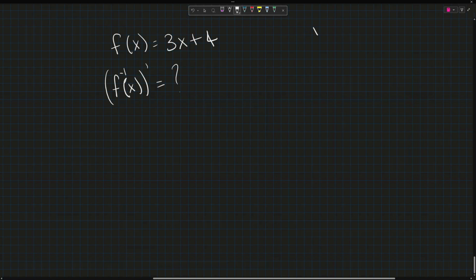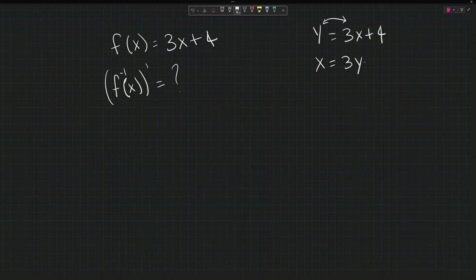Instead of using f of x, I'm going to use y equals 3x plus 4. And now I'm going to switch x and y. So, x equals 3y plus 4 is my inverse. But since we can't write functions like this, we have to solve for y. So, I'm going to get x divided by 3 minus 4 thirds equals y when I solve for it. Now, this is a complete inverse of the original function. So I'm going to use inverse notation.